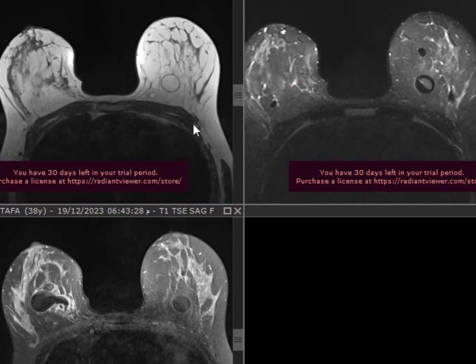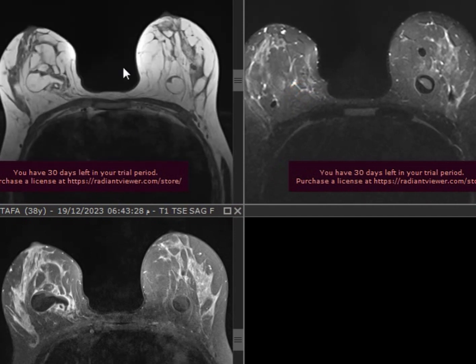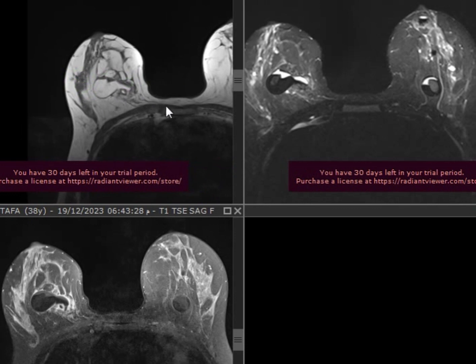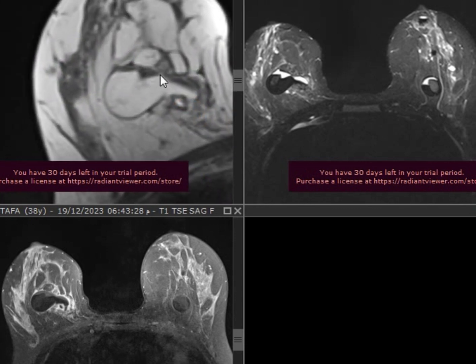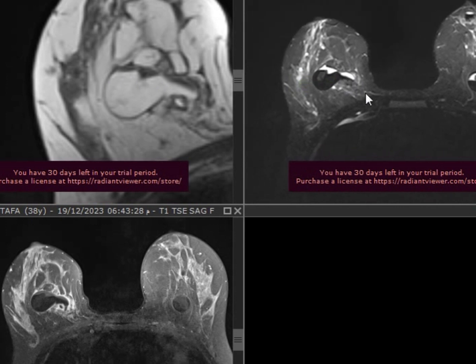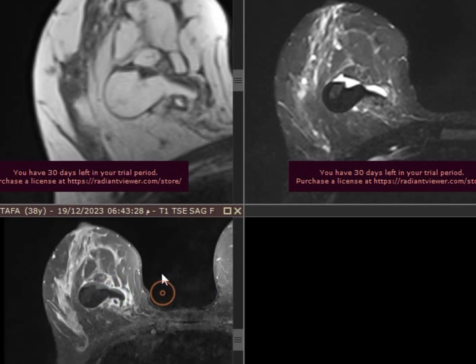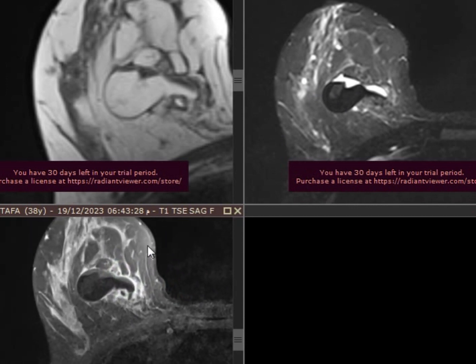Let's take one of them. We have multiple lesions, but let's take the big one, this one. Now we have this one and this one. They are hyperintense on T1. What do you see here? Let's magnify one of them. What's this? It's a fluid level, or a fat fluid level. So this one is hyperintense on T1 and it got suppressed on fat saturated images, confirming it is fat.